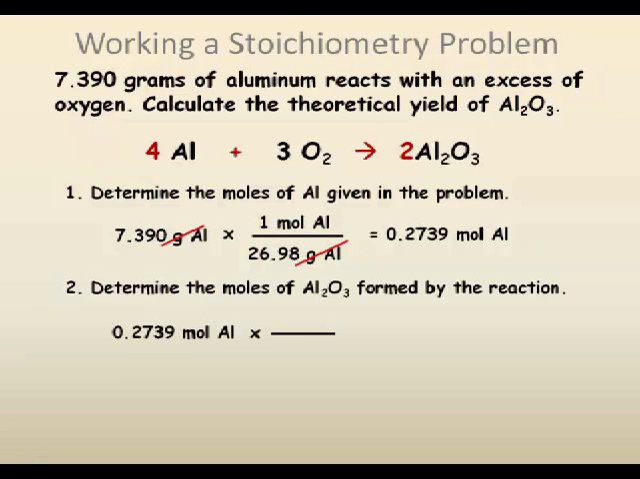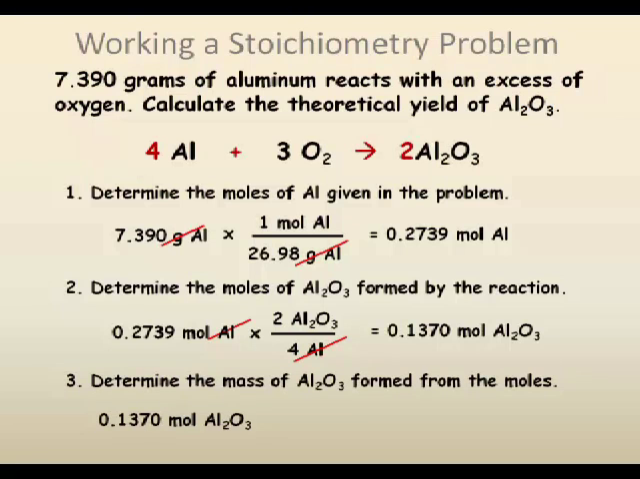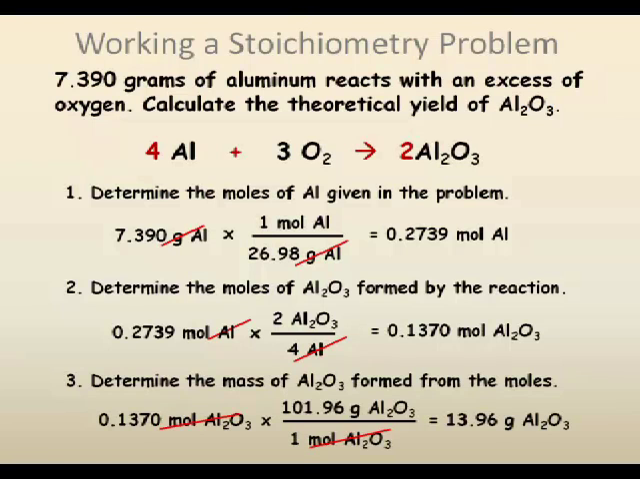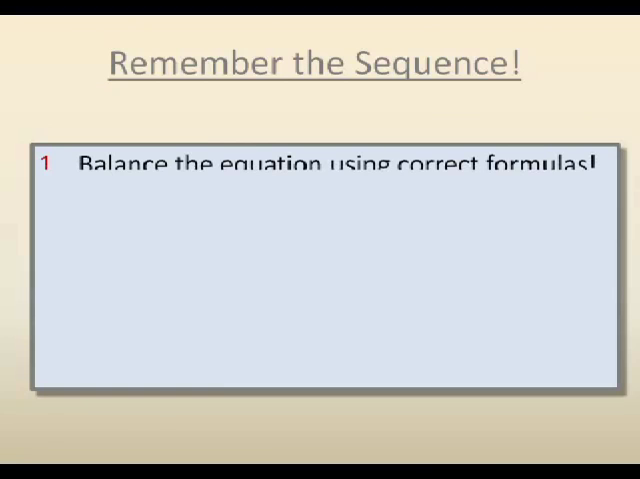We then go ahead and determine the moles of aluminum oxide that would be formed by the complete reaction of all of our aluminum. And we get 0.1370 moles. And theoretical yield is in fact a mass, and so to determine the mass of aluminum oxide formed from the moles, we go through and multiply by the molar mass of aluminum oxide, and you get an answer of 13.96 grams.